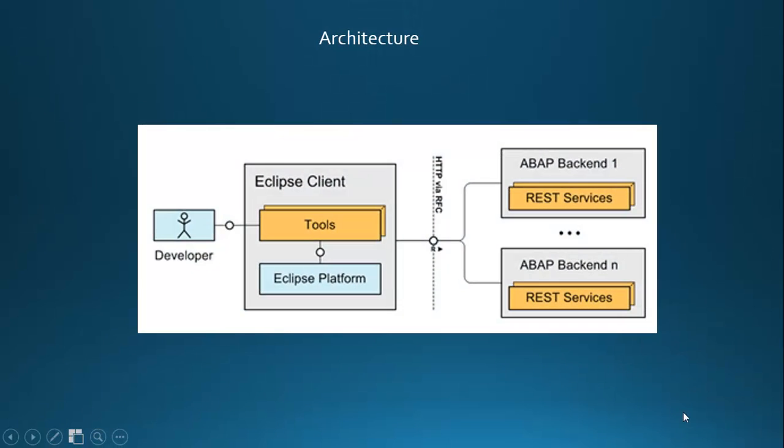The basic idea of ABAP on Eclipse is to have just one Eclipse client installed on the developer's PC, which can connect to several backend systems. Connection is set up using an RFC or REST based protocol.